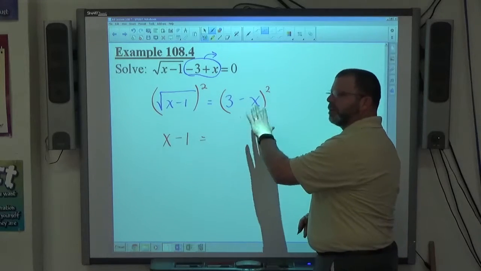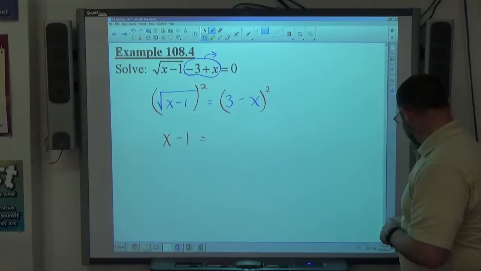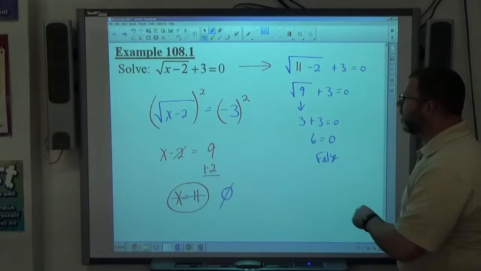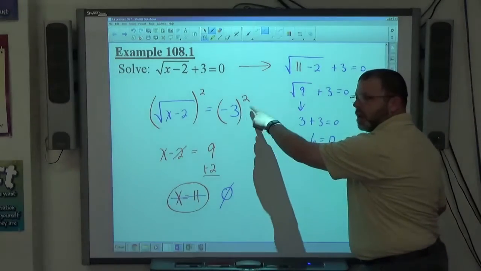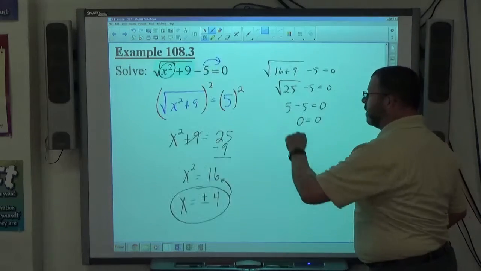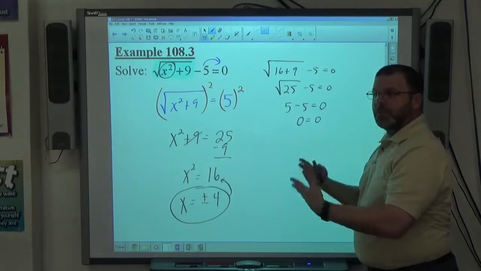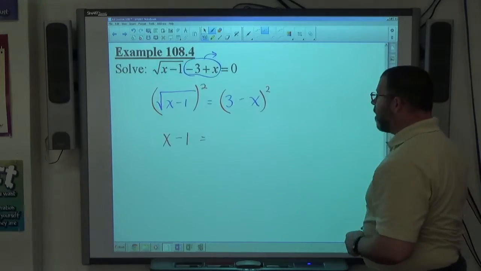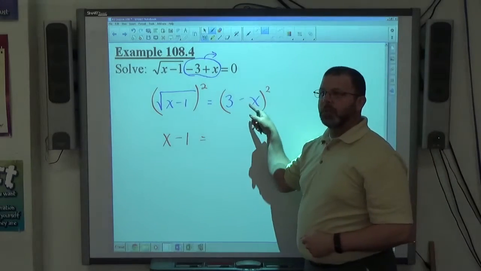But the structure here compared to what it was. If we take a look at the other three problems we've done so far: negative 3 squared, a single object squared. 6 squared, a single object squared. 5 squared, a single object squared. Each time I'm just squaring a single object. Now I've got 3 minus x, a binomial squared.